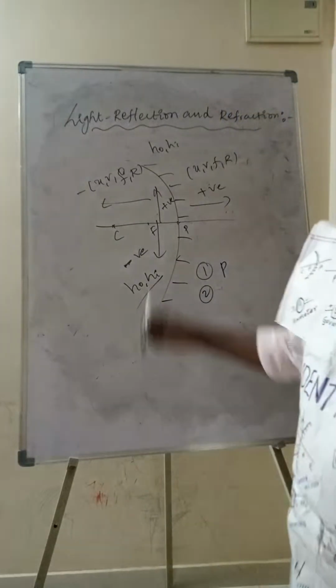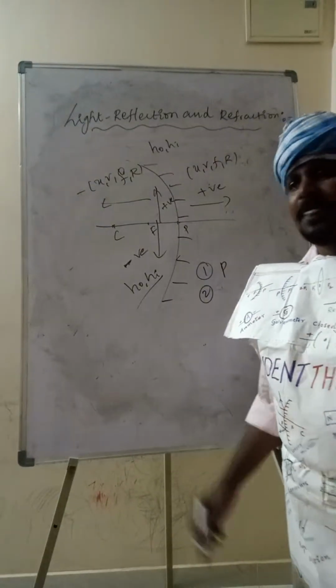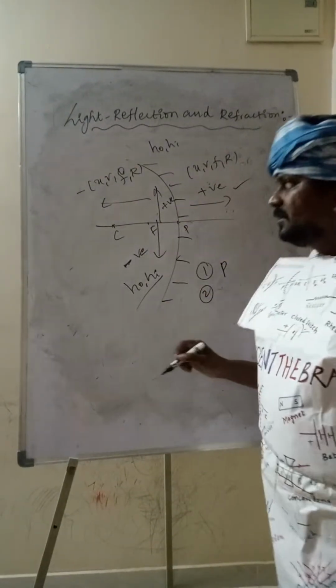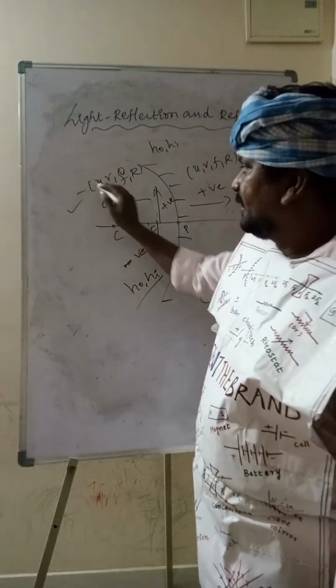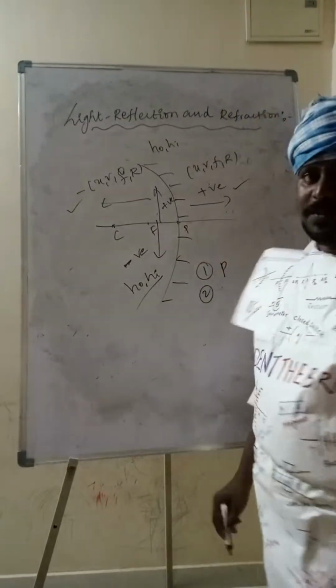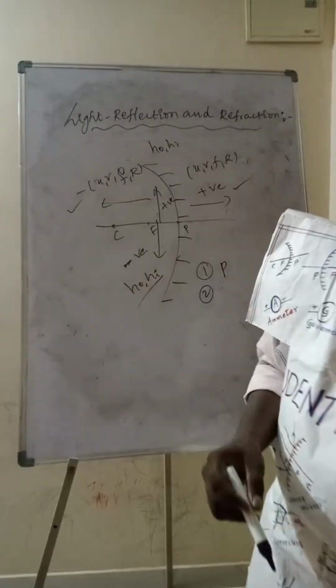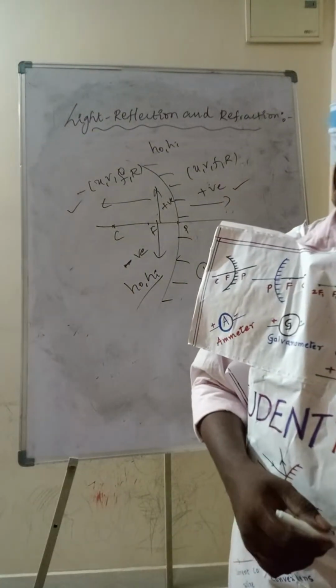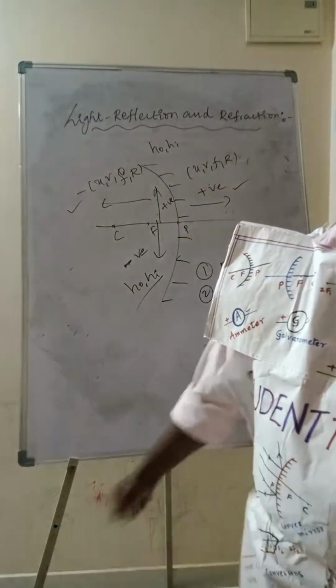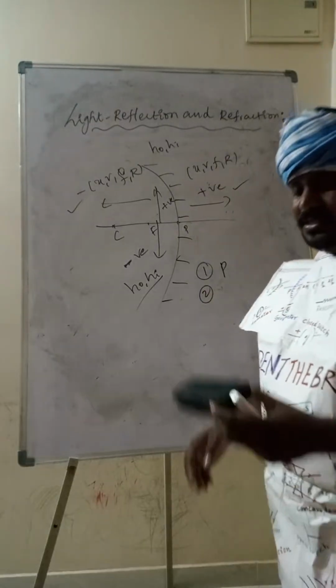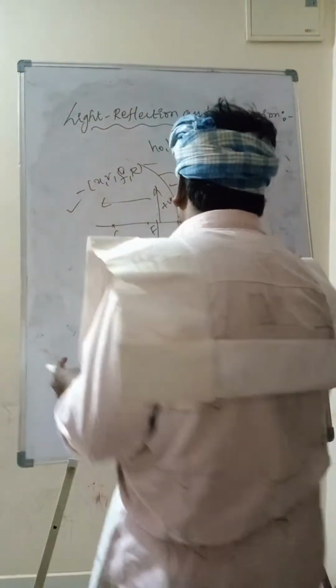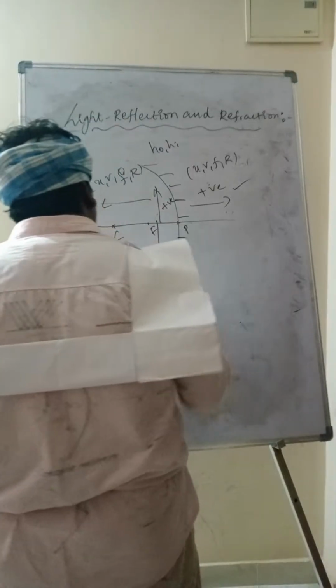So all measurements will be taken from the pole. In the direction of the incident ray is positive, opposite to the incident ray is negative, above the principal axis positive, below the principal axis negative. Okay, so this is about sign conventions. So next one, mirror formula.